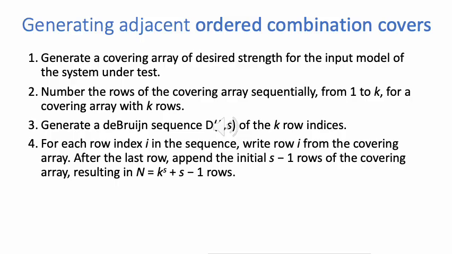And the number of test rows that we end up with for the adjacent ordered combination cover is that expression shown at the bottom. And I do want to thank one of the reviewers for pointing out that we added that little s-1. We had neglected that. The circularity of the De Bruijn sequence results in that s-1 addition of rows, where we want to append the first s-1 rows to the final test array.